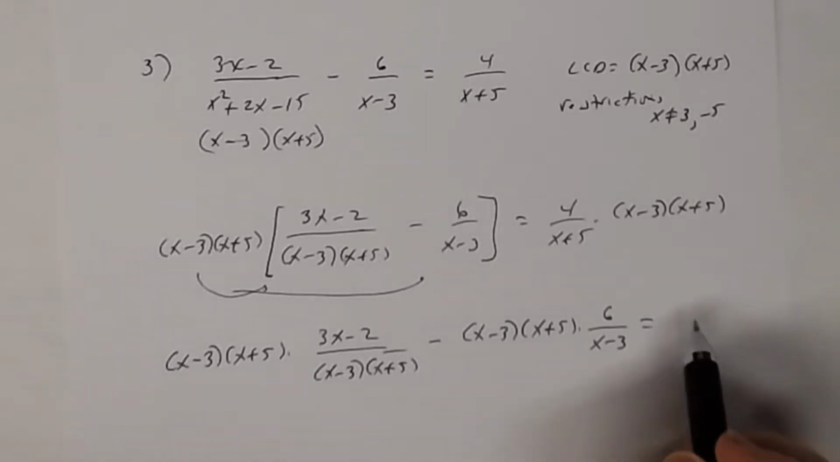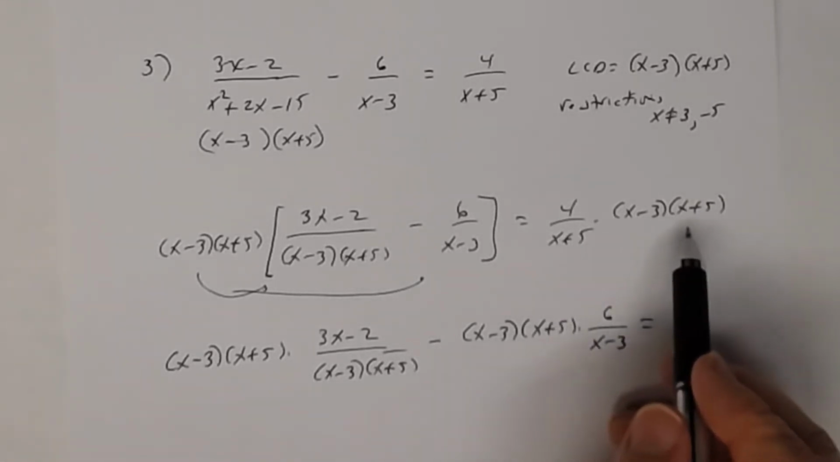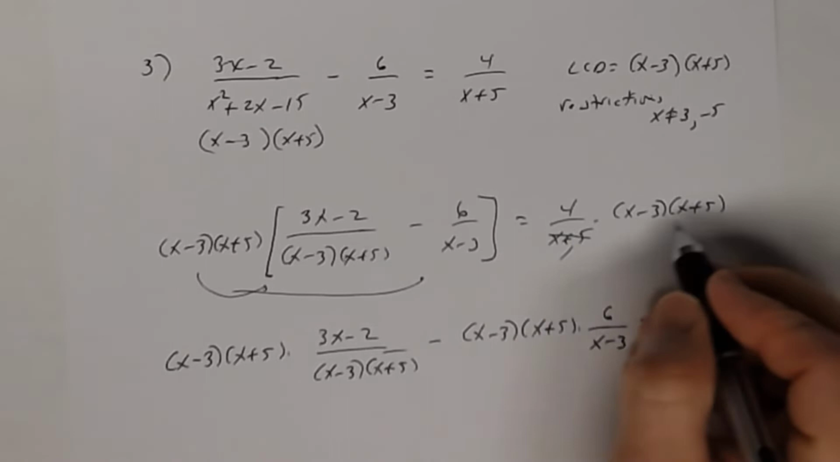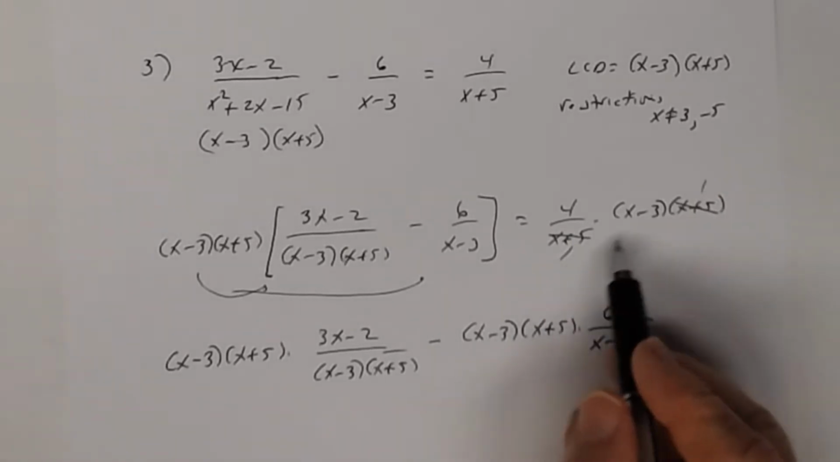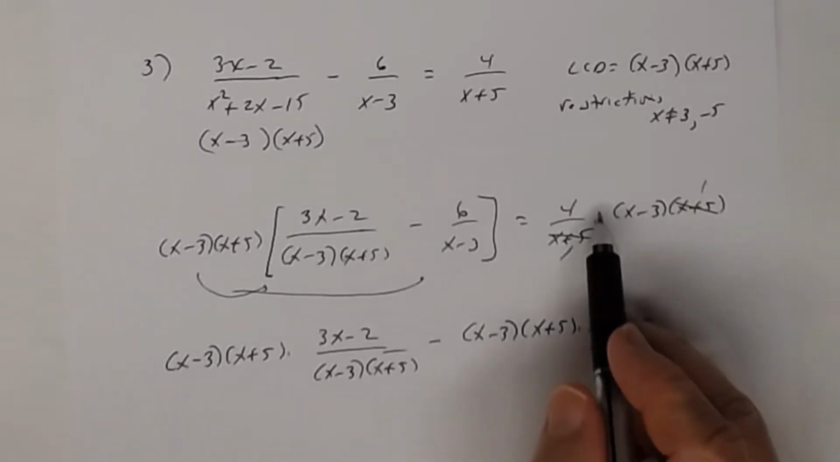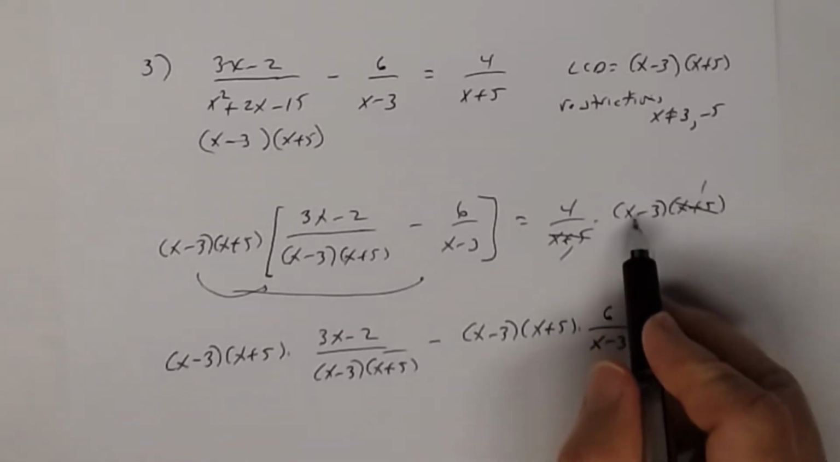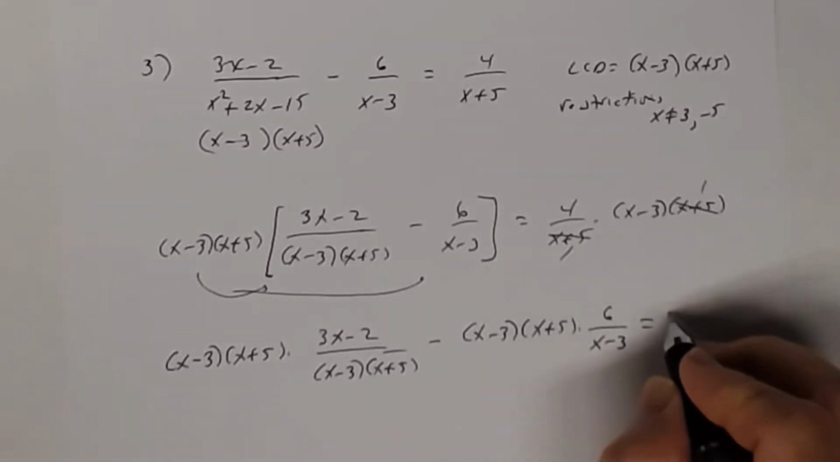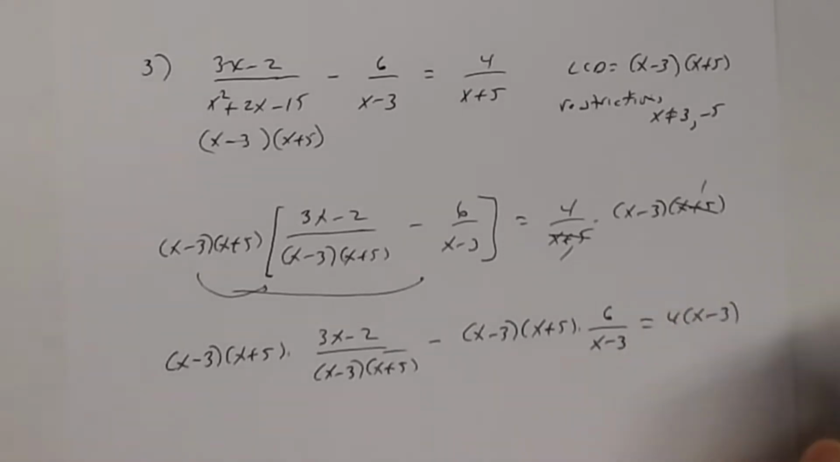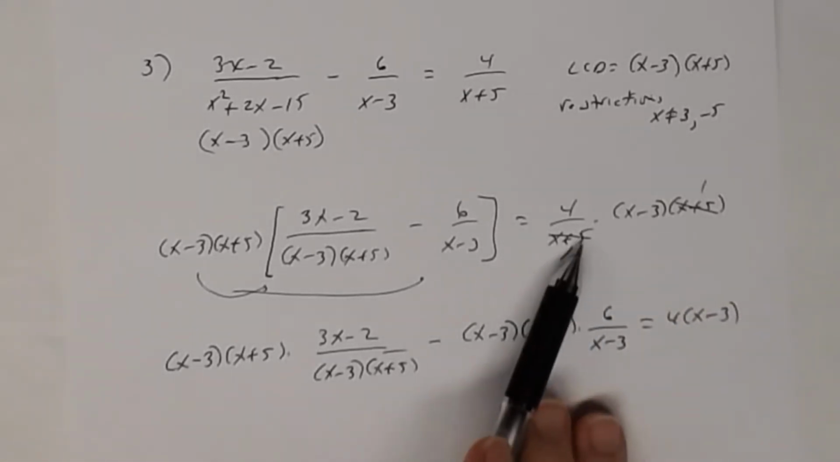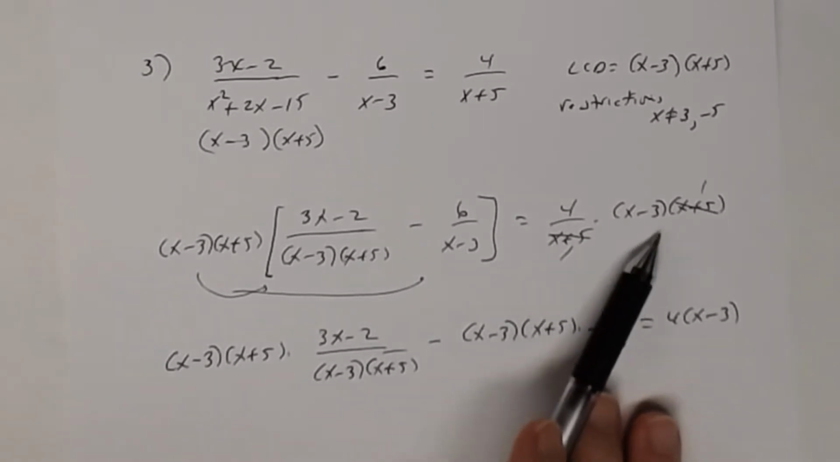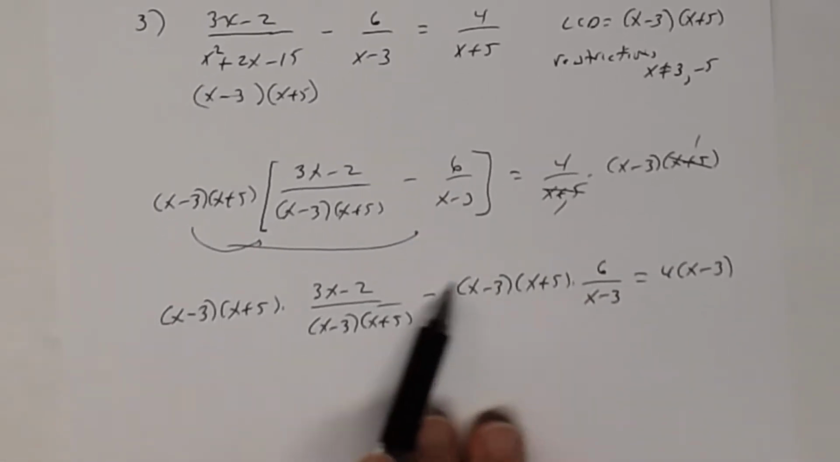Now I'm running out of room here, so I'm going to go ahead and reduce these factors. So x plus 5 divides out x plus 5, you'll end up with factors of 1s. So I get 4 times x minus 3. So x minus 3 times 1 is x minus 3, right? So 4 times x minus 3. Okay, now remember what I did here was reduce. So I'm going to go ahead and reduce these on this side now.